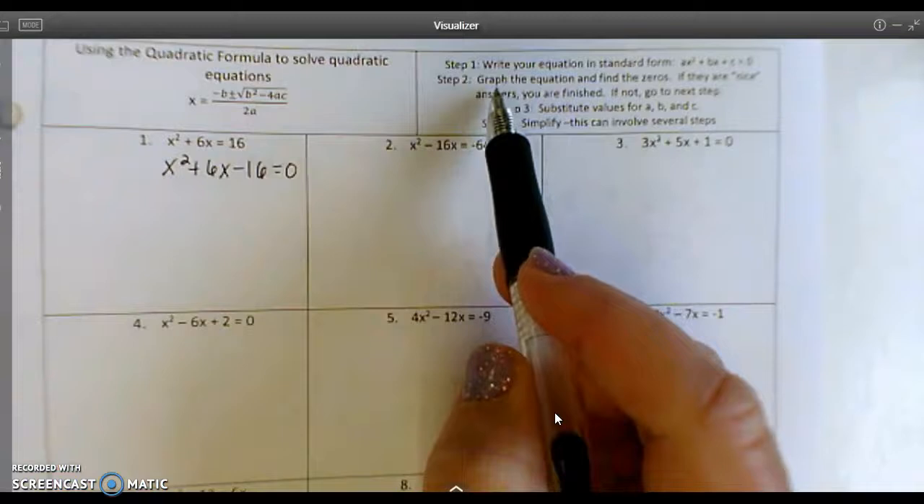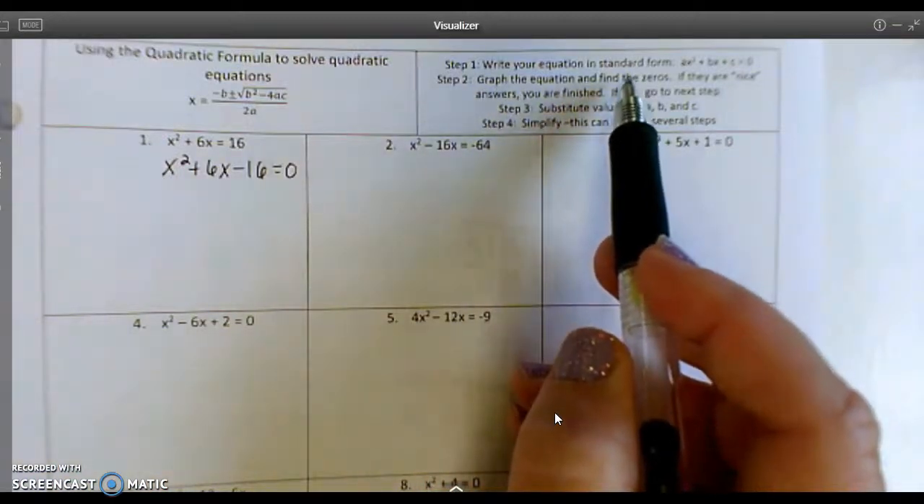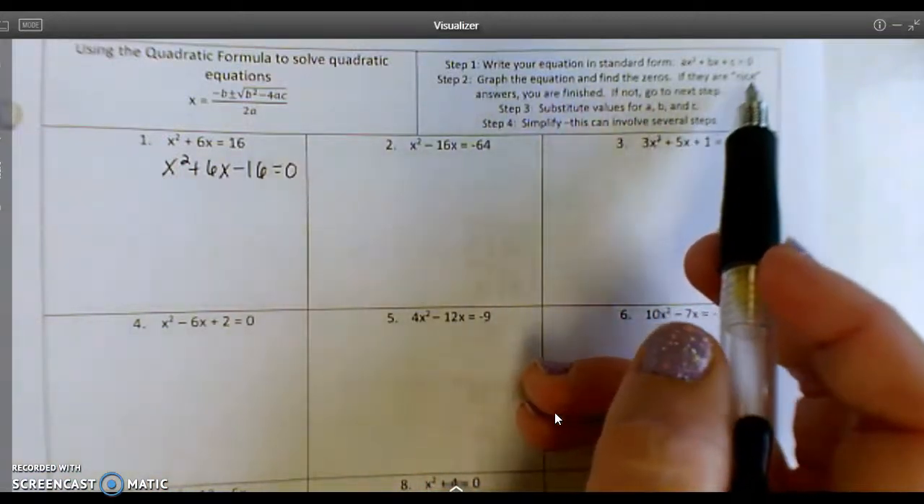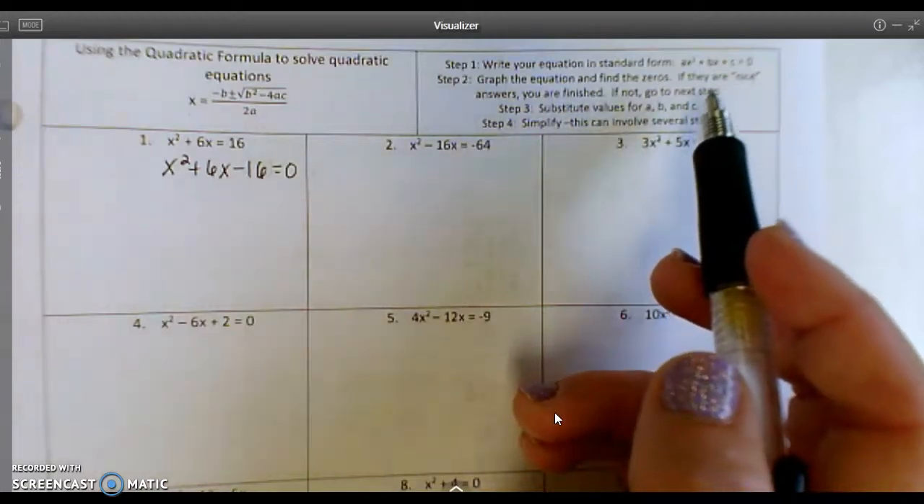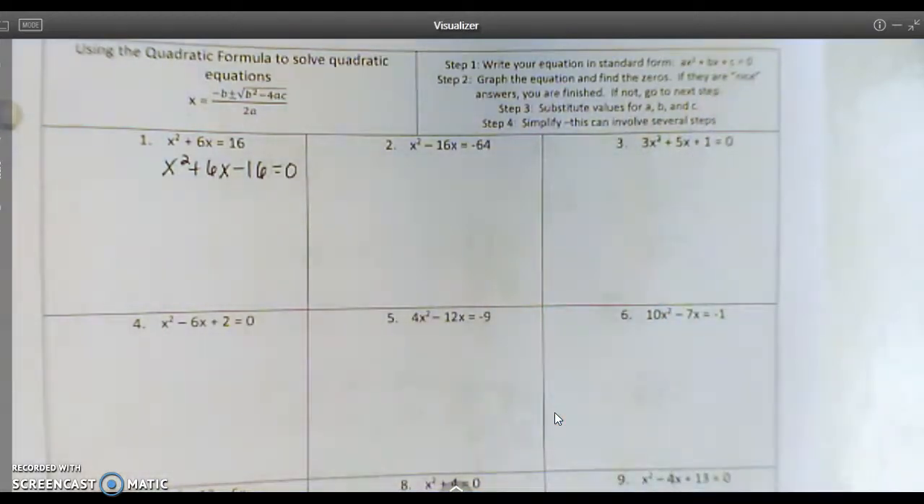Next it says, graph the equation and find the zeros. If they are nice, then you're finished. If not, go to the next step. So when you're doing these problems, the first thing you want to know is, does this equation have zeros? And are the zeros nice? When I say nice, I want to know, are they regular old numbers that I know, or even fractions that are nice fractions, like a half, a third, 2/3. Okay? So that's what we're going to do first, graph it and look at the zeros.